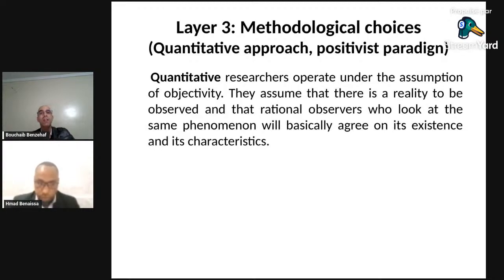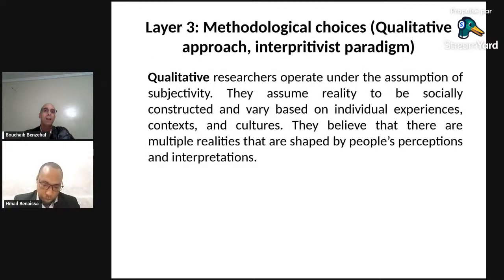Quantitative researchers assume that there is a reality to be observed and that rational observers who look at the same phenomenon will basically agree on its existence and its characteristics. So for them, there is one reality to be accessed by different people. These quantitative researchers try to remain as neutral or value-free as they can, and they attempt to avoid human bias whenever possible. In a sense, quantitative researchers attempt to study the phenomena that are of interest to them from a distance.